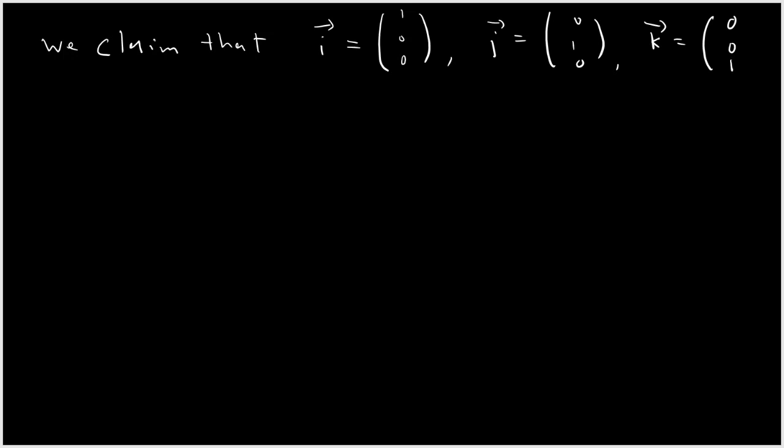Now we want to claim these three vectors span R3. By that we mean every vector in R3 is a linear combination of i, j, and k. In fact, that's kind of the standard way to write math. You want to claim some conclusion is true, and then to prove that you write "in fact." And by the way, I told you at the beginning of the course, some proofs are required in this course.